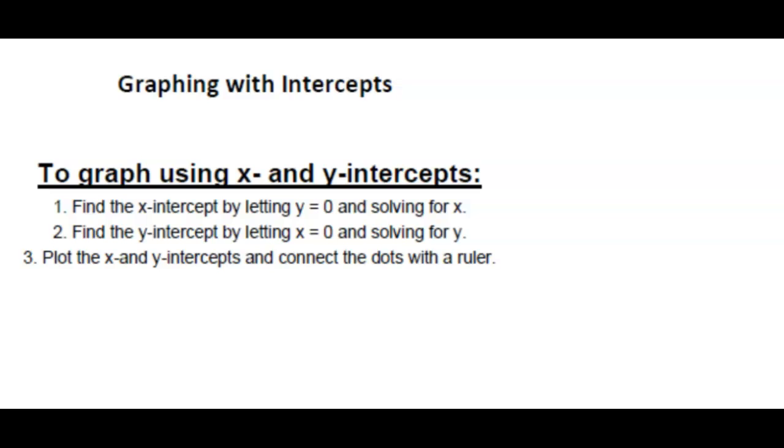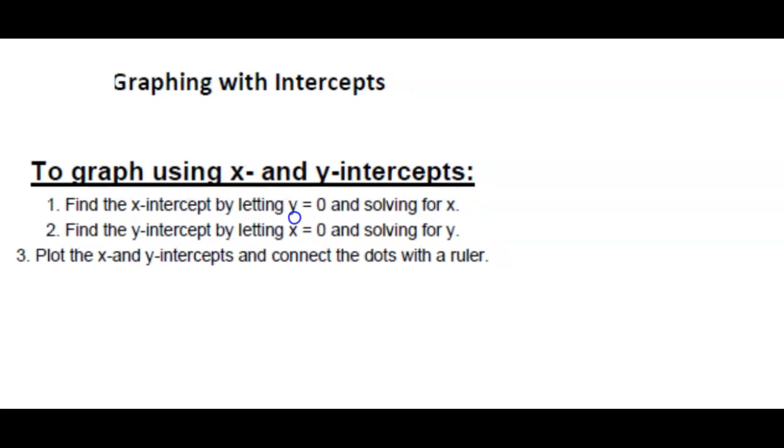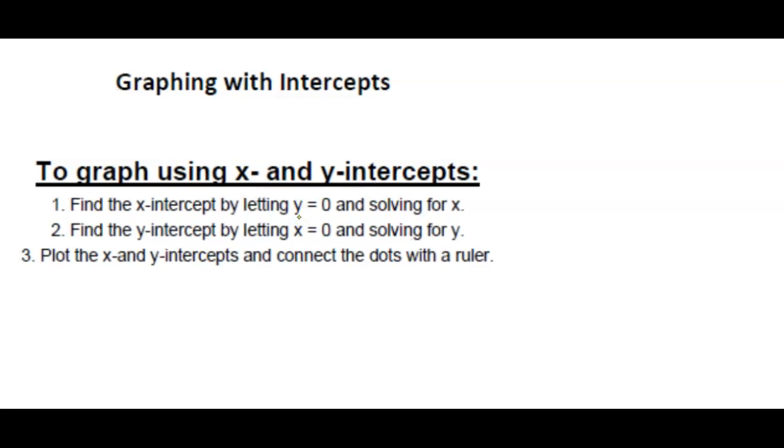In doing so, we know that there's an x-intercept and a y-intercept. We know that when we find the x-intercept, our y value is always 0, okay? So I'm going to write y equals 0, and then I'm going to find the x value. After that, I'm going to find the y-intercept by writing x equals, putting 0 in for x, and then I'm going to plot the x and y-intercept, and connect it with dots.